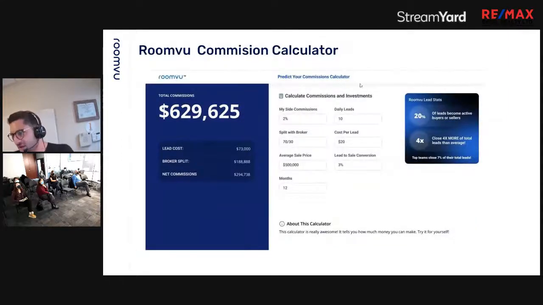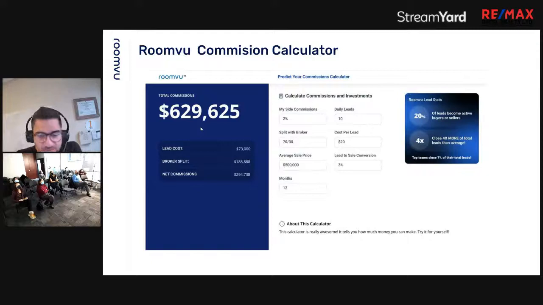And this is another interesting thing. We do have this tool that you can use later on. But the whole idea is that you can see how much you have to spend on ads in order to see the returns. Even if you spend, like this is an extreme cost, obviously, but if you spend 70K on ads, even if you look at a split with the broker, cost per lead, and if you convert only 3 out of 10 of them, and only put that commission at 2% your side, which is usually more, and only the price of 500K on average, you would at least get 630K in commissions.